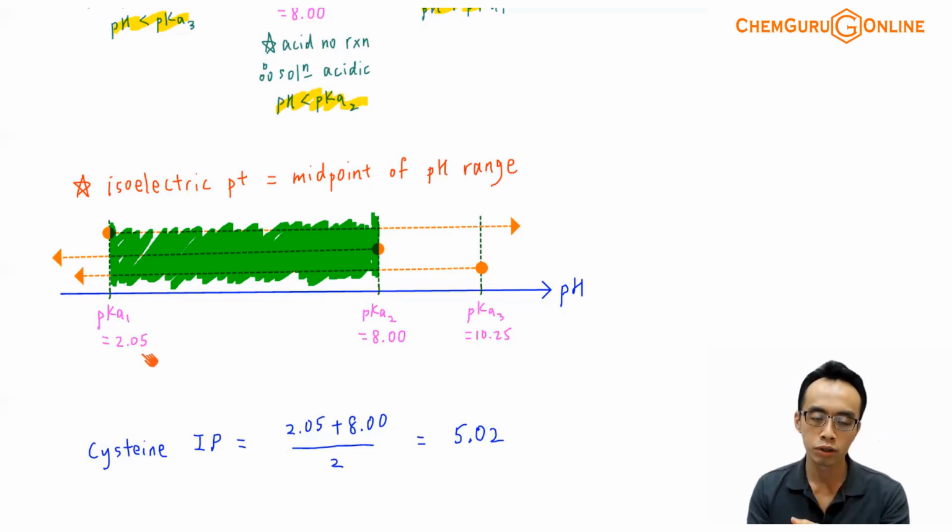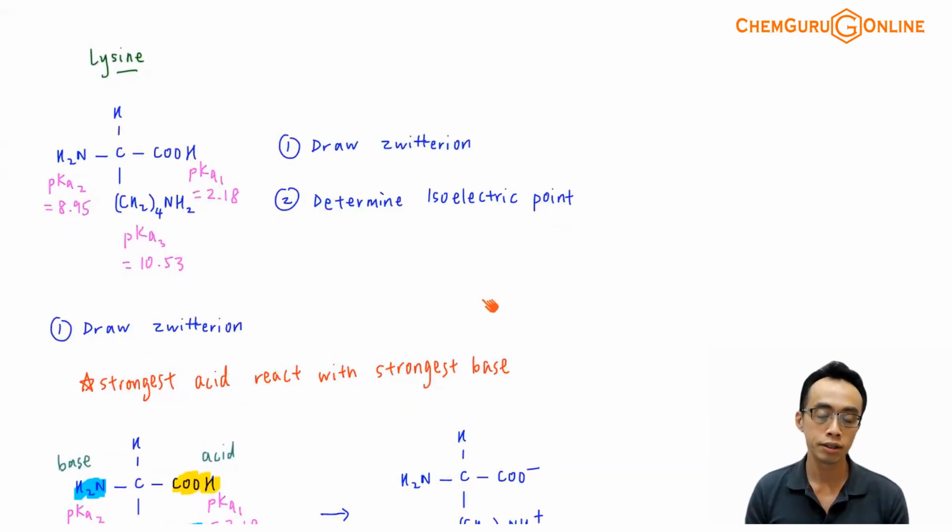It will just be 2.05 plus 8.00 divided by 2, 5.02. Now finally, let's look at lysine. Hopefully we are getting the hang of it. Now lysine, I will have 3 pKa values.